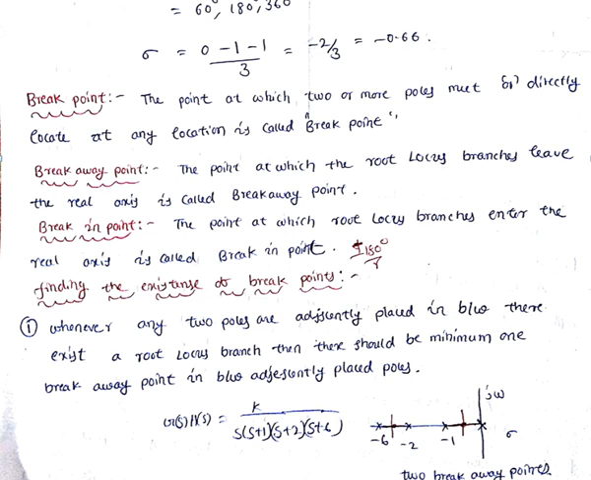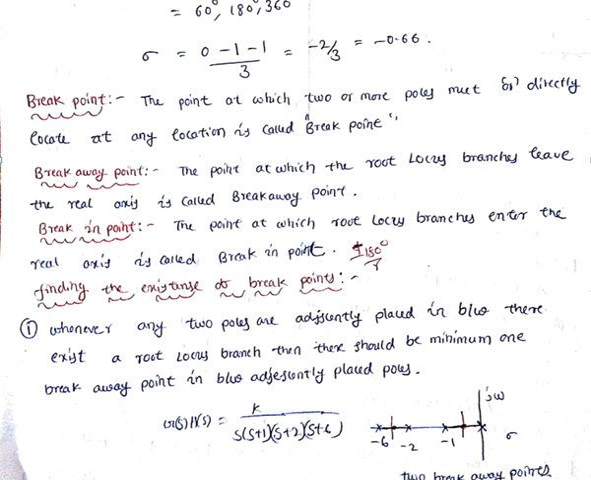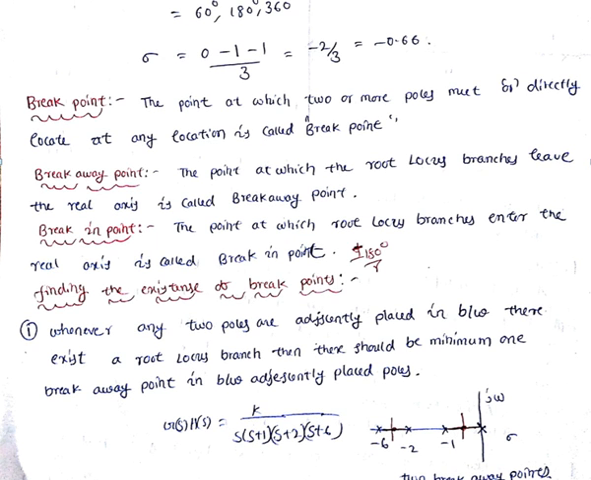R means the number of poles, here 0. Suppose two poles are adjacently placed. If the root locus exists, then the breakaway point is left at an angle of plus or minus 180 by r, where r means 2 here. A breakaway point exists when two poles are adjacently placed. When two zeros are adjacently placed, the point is called a break-in point.